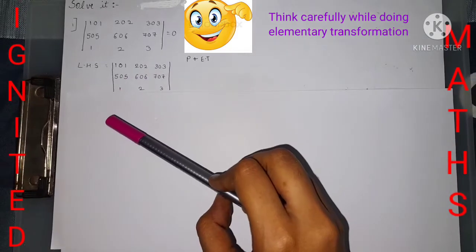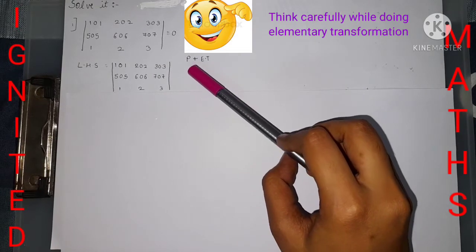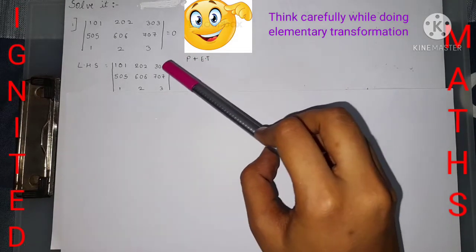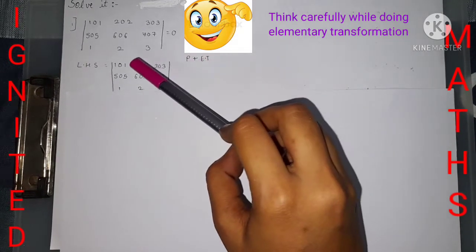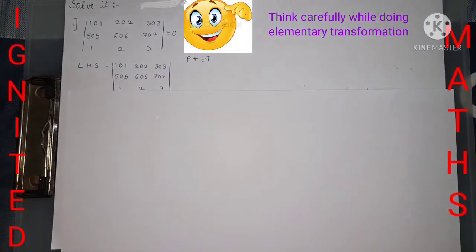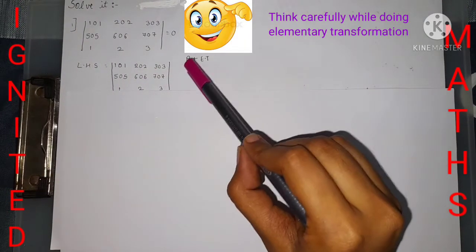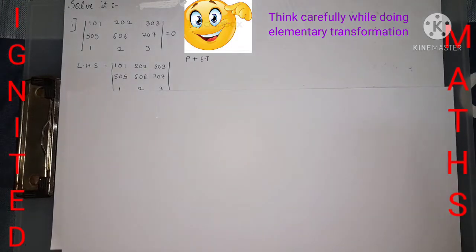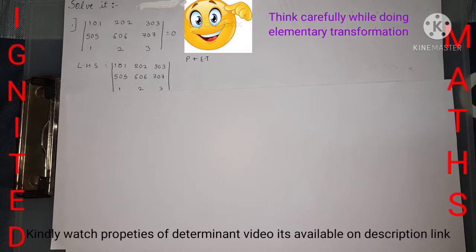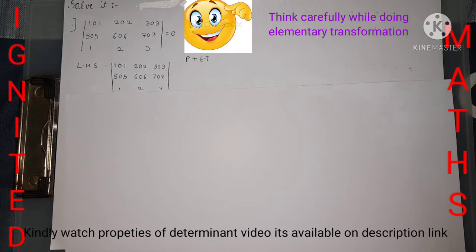But how will we get it? By using some of the properties plus the elementary transformation. We are going to use both of these terms for proving the value is 0. P means a property and ET is nothing but the elementary transformation, in which we are going to go through elementary row operation and elementary column operation.